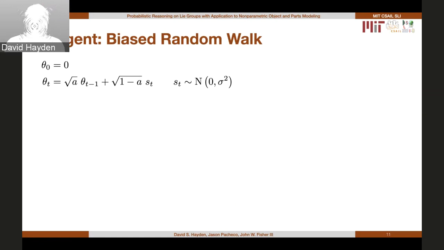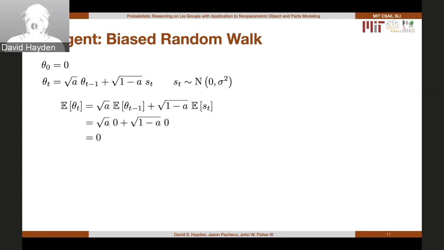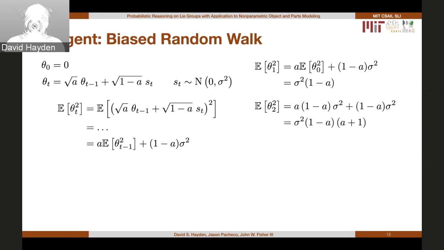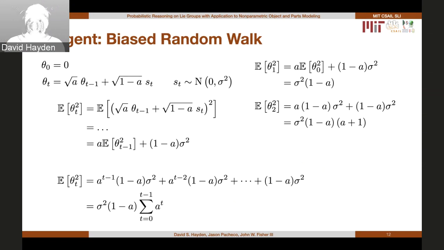Suppose that you have a stochastic process where at time 0, theta naught is equal to 0, and at time t you have root a theta t minus 1 plus square root 1 minus a of some random noise. If we ask what's the expected value of that, well, that's 0 at time t. And if we ask what the variance is, well, we have this recursive decomposition here. And what that looks like at time 1 is sigma squared 1 minus a. And at time 2, it's sigma squared 1 minus a times a factor a plus 1. And more generally, at time t, we have sigma squared 1 minus a times a geometric series.